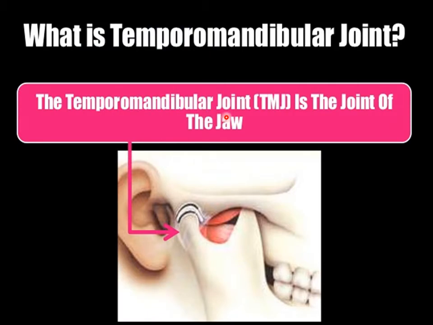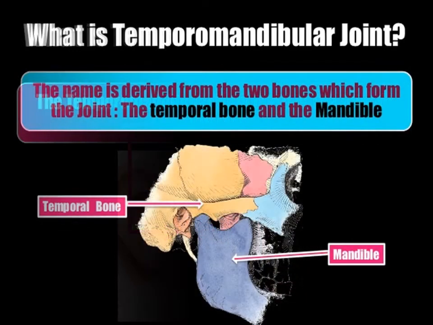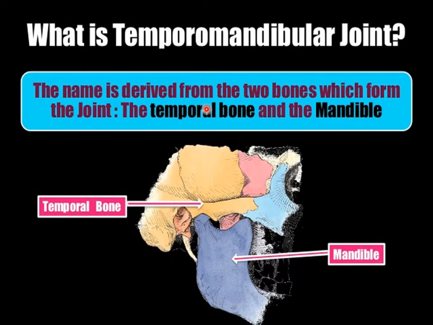What is the temporomandibular joint? The temporomandibular joint is the joint of the jaw. It consists of the joint between the temporal bone and the mandible. Its name is derived from the two bones which form the joint, which are the temporal bone and the mandible. Here the mandible, and here the temporal bone.